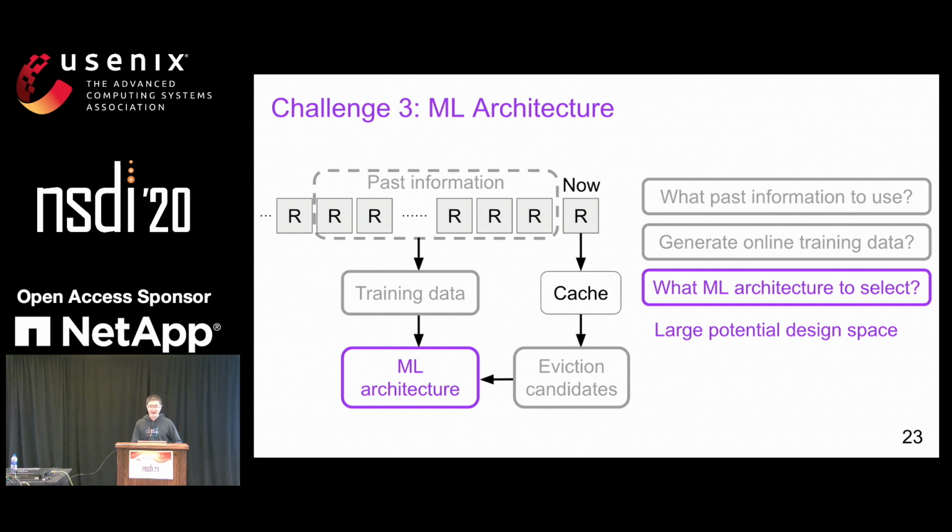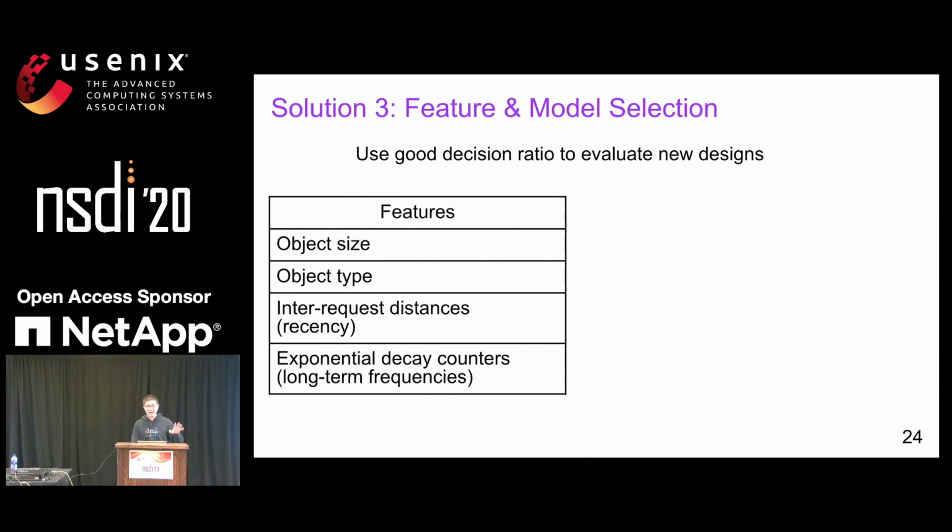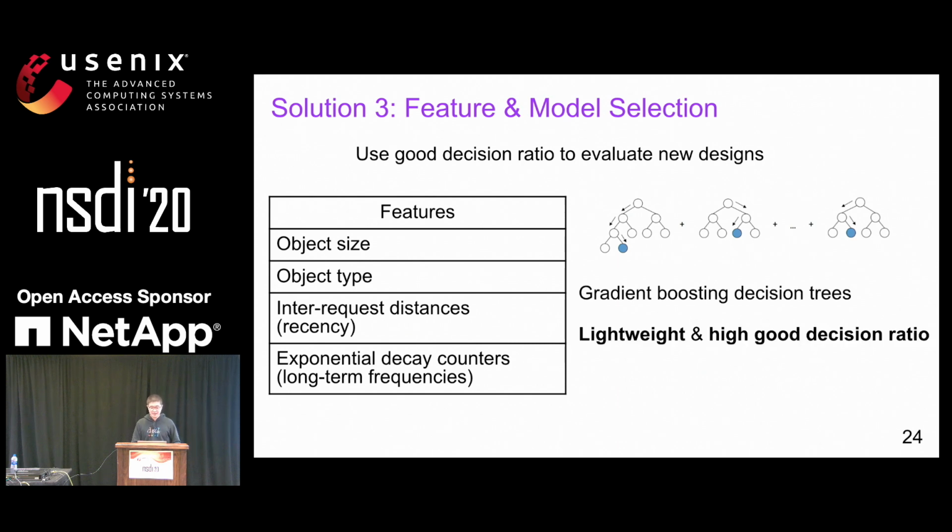The next challenge is how we select the machine learning architecture that can make good decisions with low cost. The space includes features, models, training batch size, prediction target, and loss function, but I will only briefly cover our features and models. We use the good decision ratio to evaluate different designs, and the features we select are the object size and type, because they classify objects into different classes. We also track inter-request distance as a recency feature, and exponentially decayed counters, which track the long-term frequencies. And the model we select is gradient boosting decision trees, as it is lightweight and achieves high good decision ratios across all the traces. With this selection, we are able to finish training within 300 milliseconds, and this allows us to make predictions for a batch within 30 microseconds, which translates to 30K per second.